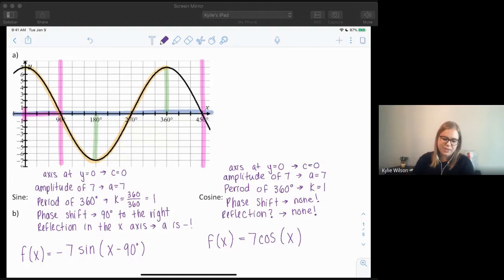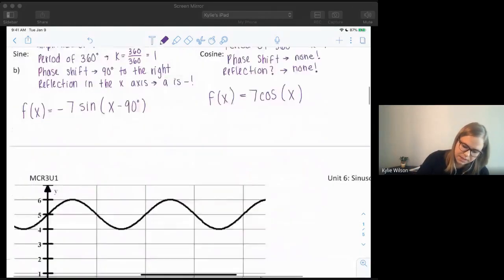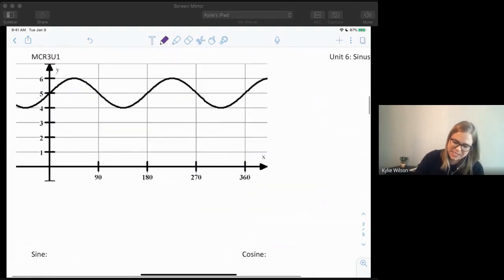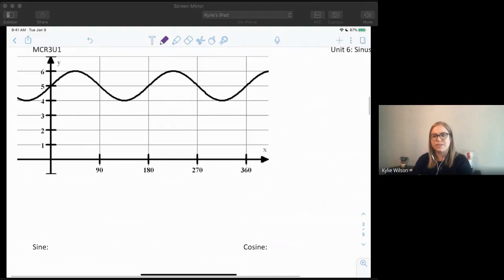Okay, let's try another one. We're going to do a few of these because they're really good practice to do together. Okay, so for B, the little b ended up here. Sorry about that. So for B, we have this curve, and we're going to find the equation in terms of sine and cosine. So let's start with sine. Again, we're going to identify the key features, and then from there, we'll build our equation.